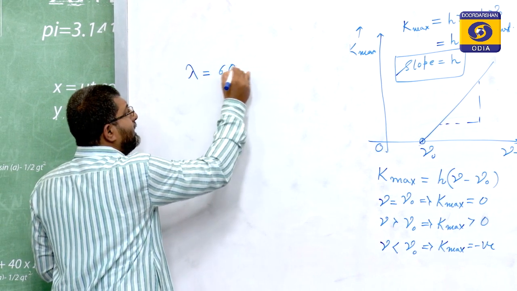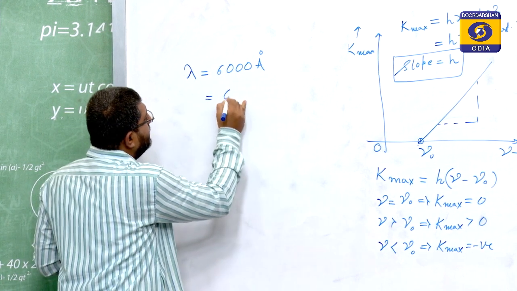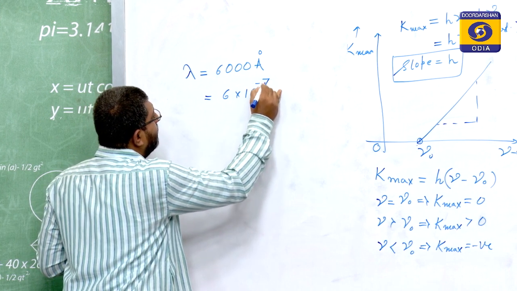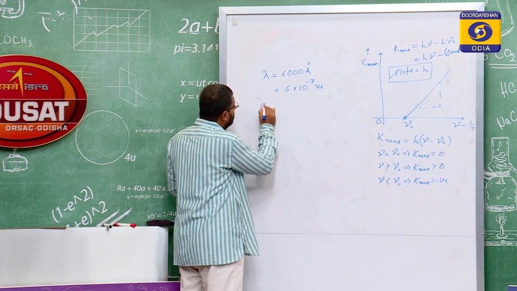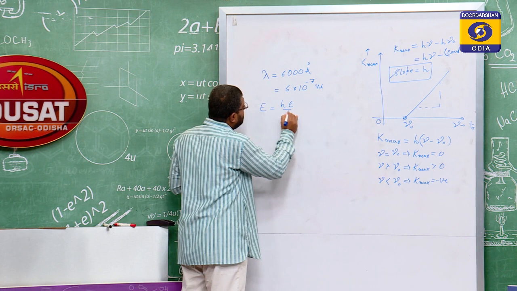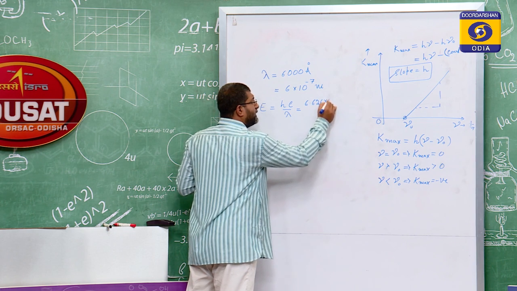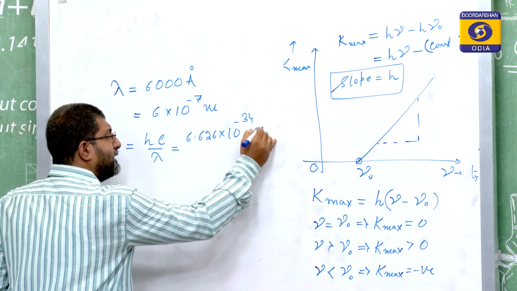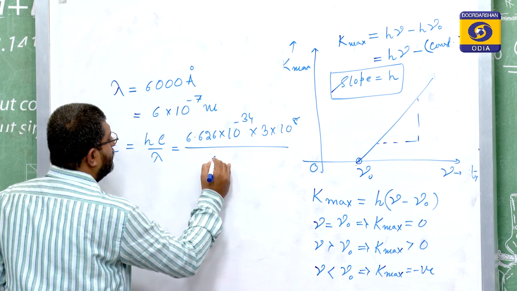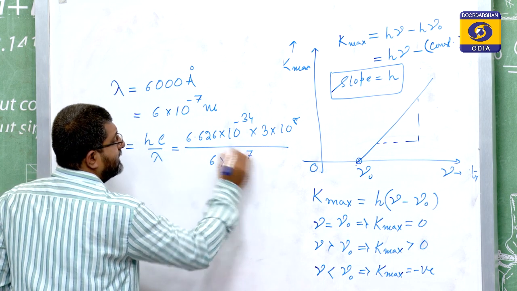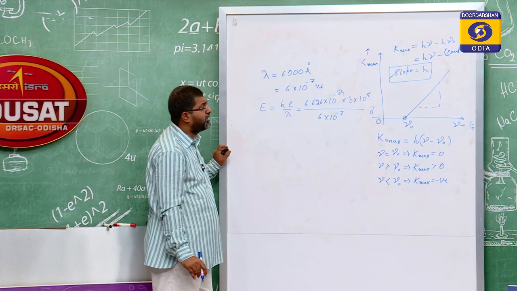Wavelength of light is 6000 angstrom, and this is nothing but 6 into 10 to the power minus 7 meter. So, the energy of each photon E equals hc by lambda, where h equals 6.626 into 10 to the power minus 34, c is 3 into 10 to the power 8 meter per second, and this lambda comes out to be 6 into 10 to the power minus 7, and this answer will come out in joule. So, this is the energy of the photon in joule.